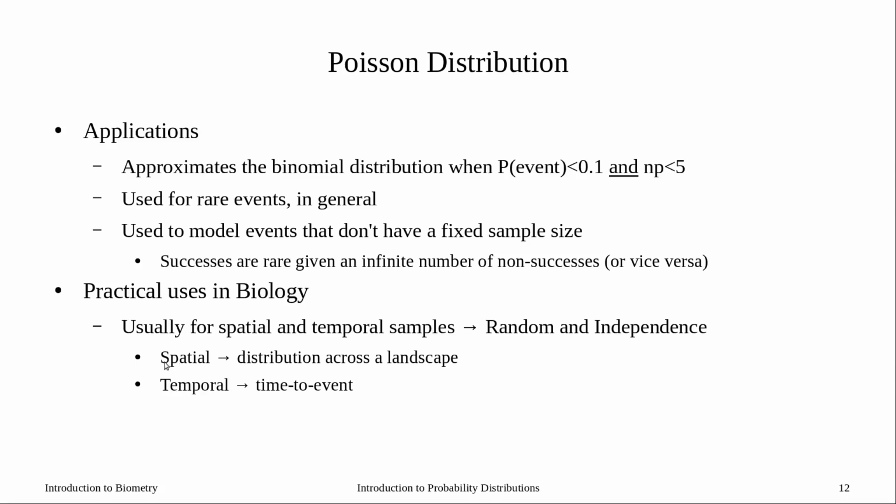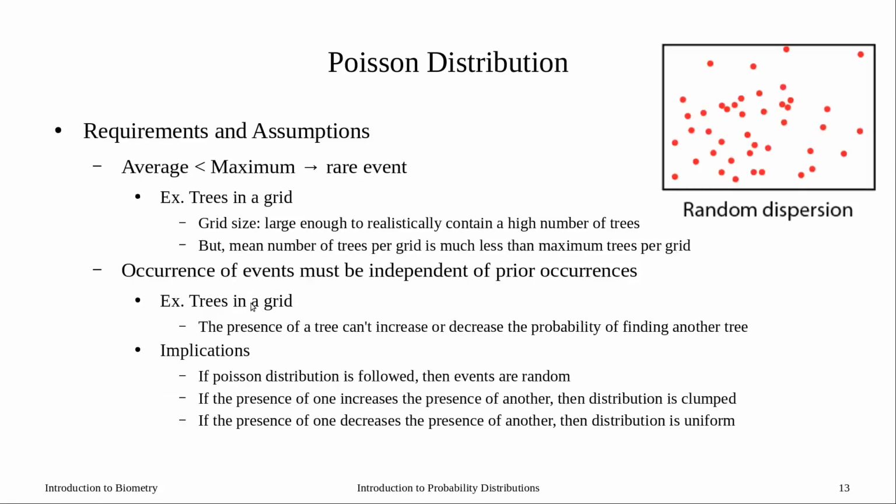For us, in biology, it's often time to death. So you infect individuals and then you record their day of death if they happen to die. This is Poisson because the individual might never die. So we have an infinite number of time, which means the probability of actually dying could be considered a rare event.